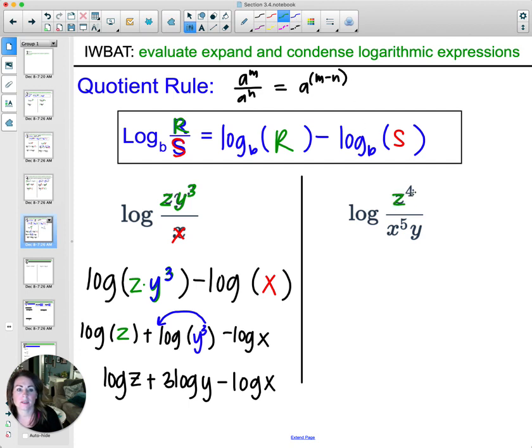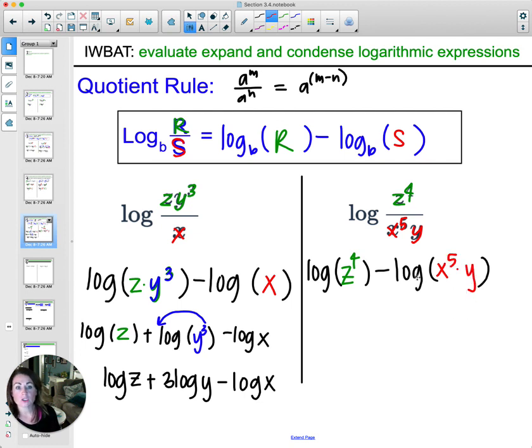Okay, so then this next one, we've got z to the fourth on top, and we've got x to the fifth, y on bottom inside of that logarithm. Now you're going to split that. You can split that into 2 logarithms like this, where you're going to put the top first, so log of z to the fourth minus log x to the fifth times y. So that's one way that you can do it.